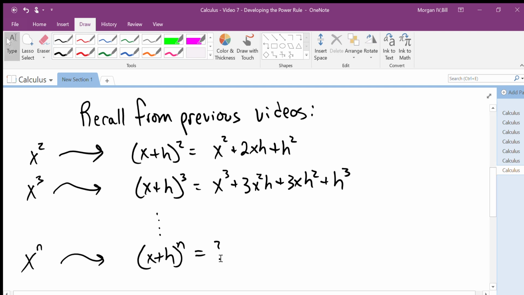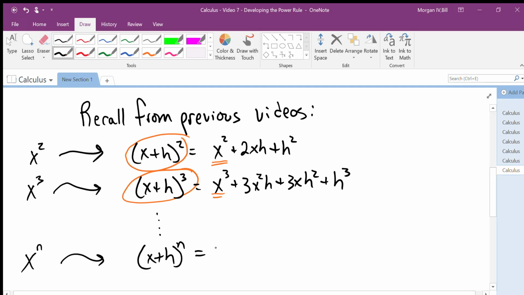Well, we're not going to get just an exact answer because we don't know what n is. We need to get what's called a generalization. And to do that, we're going to stop for a second and use what's called Pascal's triangle. But before I get there, do you see a little bit of a pattern going on here? So in our first x plus h squared, we see the very first term is x squared. In x plus h to the third, the first term is x to the third. What do you think the first term will be in x plus h to the n?